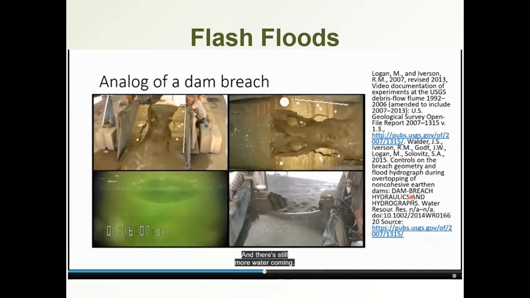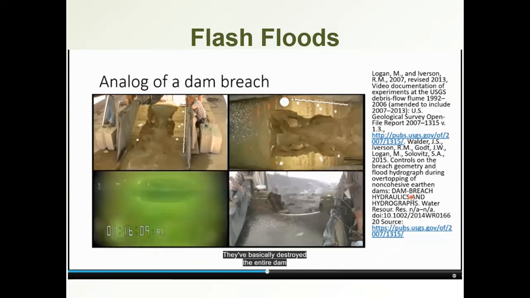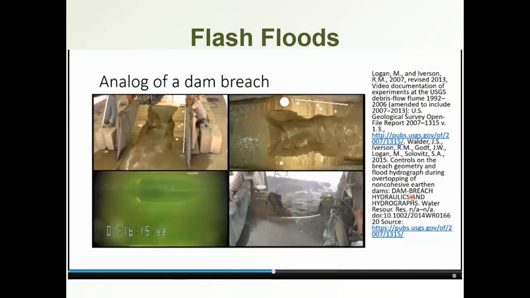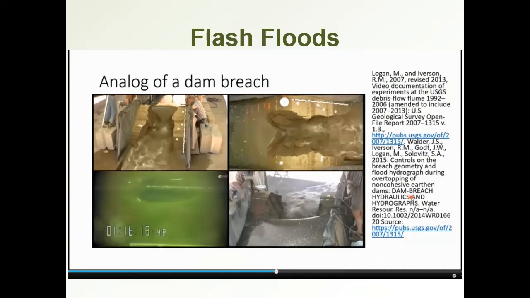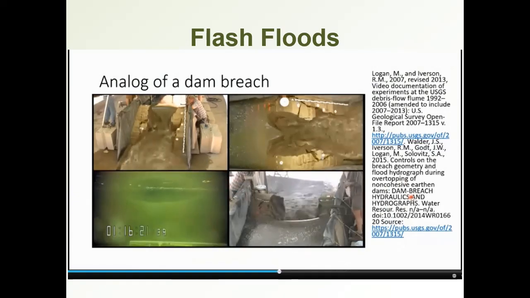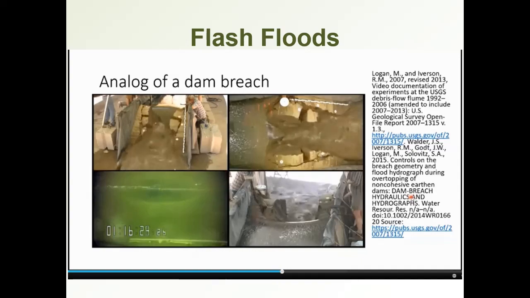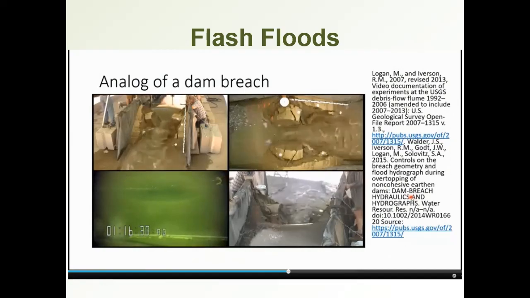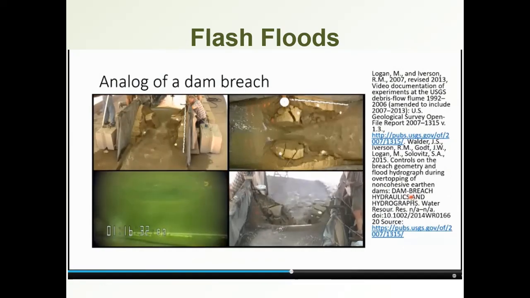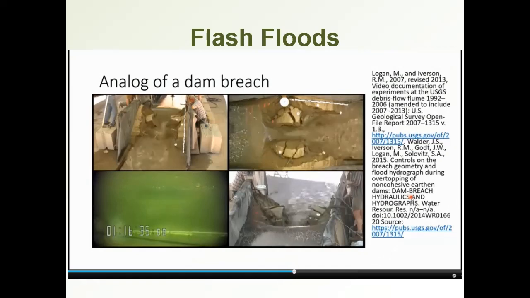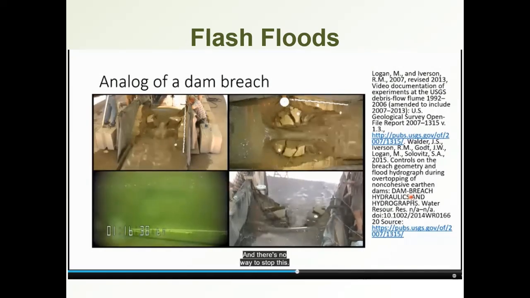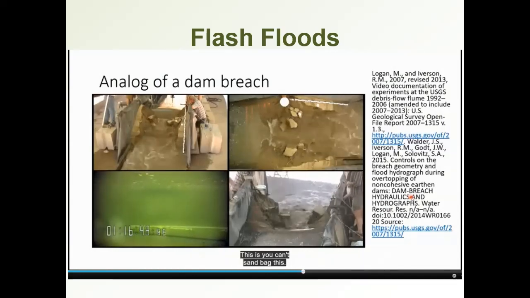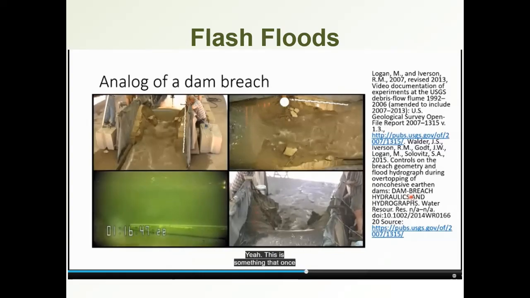And there's still more water coming. They've basically destroyed the entire dam, and there's more water still to come. And there's no way to stop this. When this starts, there's no way that someone could come and stop this. You can't sandbag this. This is something that once it starts, that's it.